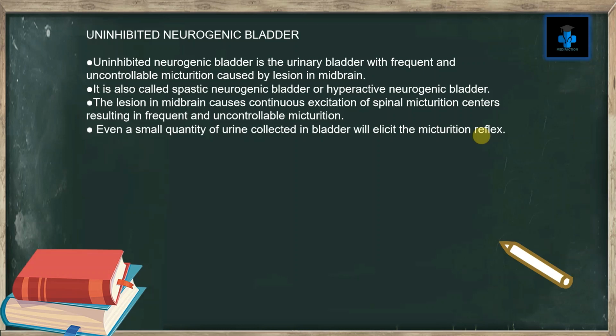Uninhibited neurogenic bladder. This bladder is a urinary bladder with frequent and uncontrollable micturition caused by lesion in midbrain. It is also called spastic neurogenic bladder or hyperactive neurogenic bladder. The lesion in midbrain causes continuous elicitation of spinal micturition centers, resulting in frequent and uncontrollable micturition. Even a small quantity of urine collected in bladder will elicit the micturition reflex.